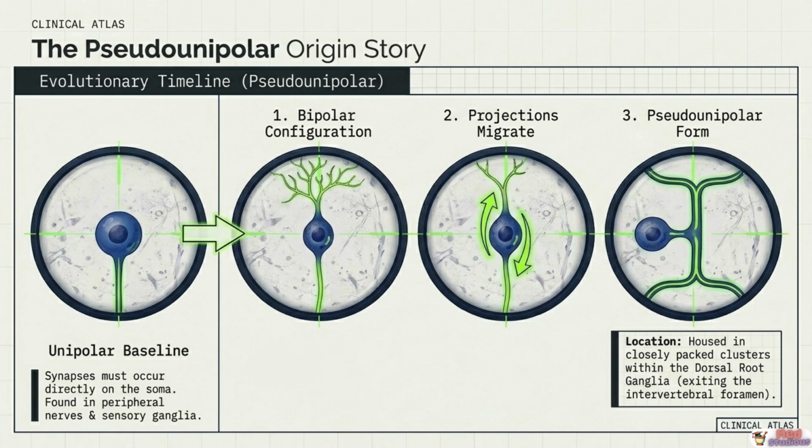However, as the nervous system develops and space becomes constrained, a morphological shift occurs. The two projections slowly migrate toward each other and eventually fuse together near the cell body. This creates the pseudo-unipolar form, a single short stalk exiting the soma that immediately bifurcates into two long branches, one heading to the peripheral tissue to gather sensory data, and the other heading straight into the central nervous system. You will find these highly adapted neurons tightly packed in massive clusters within the dorsal root ganglia, located just outside the spinal cord.